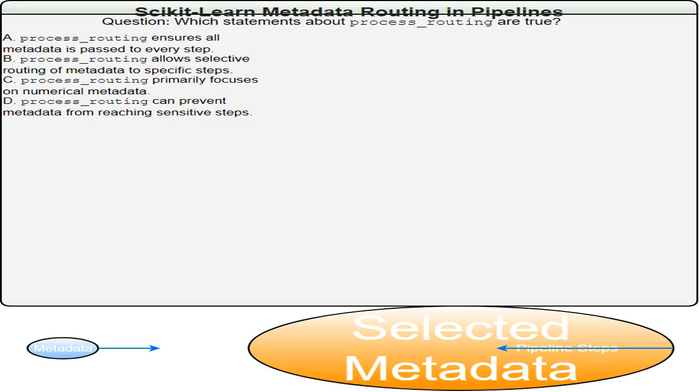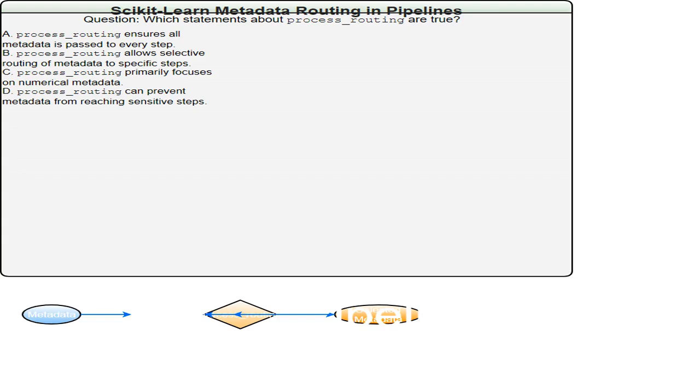This refers to the specific metadata that has been chosen to be passed to certain steps in the pipeline via process_routing. Think of it like selecting specific instructions to be sent to certain parts of an assembly line. These are the individual stages in a machine learning pipeline. These can range from pre-processing steps like data cleaning and feature engineering to the final model training and prediction steps. Each step plays a crucial role in the overall pipeline's functioning.